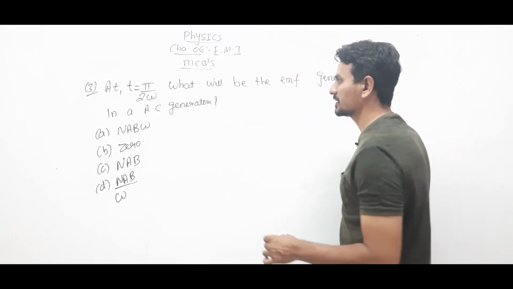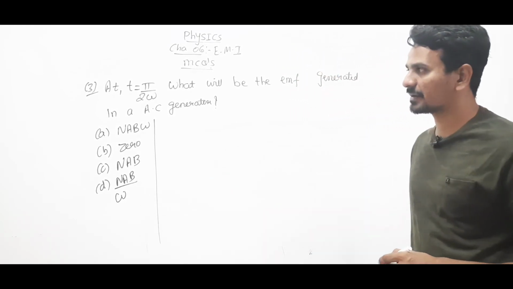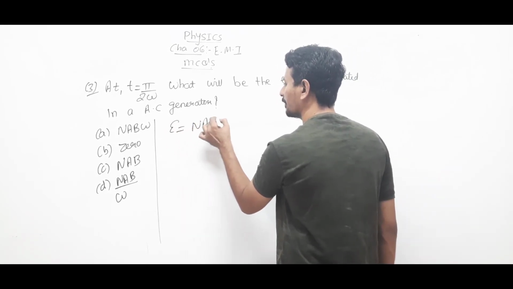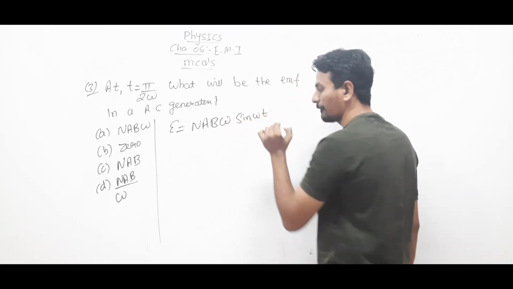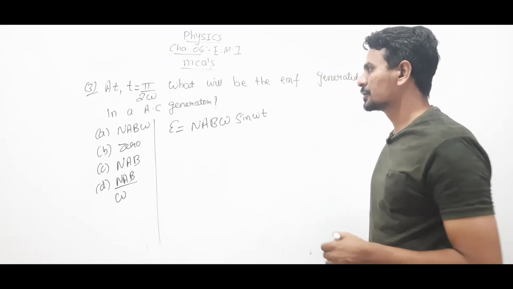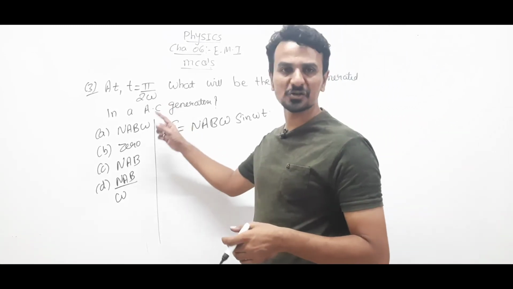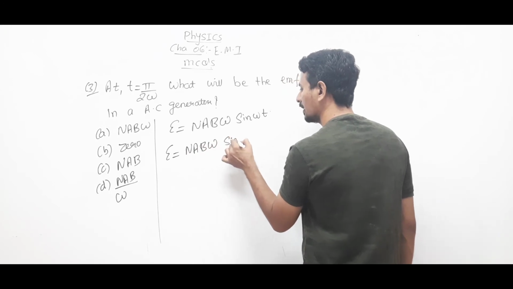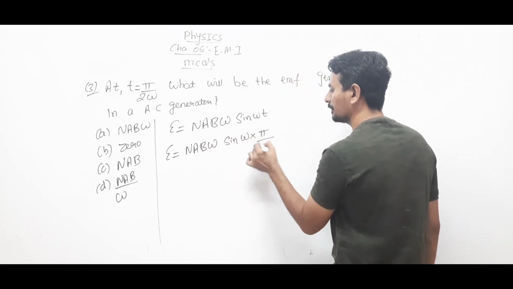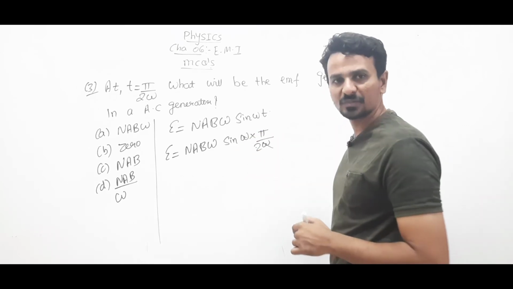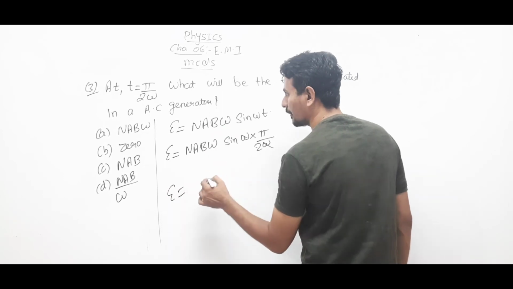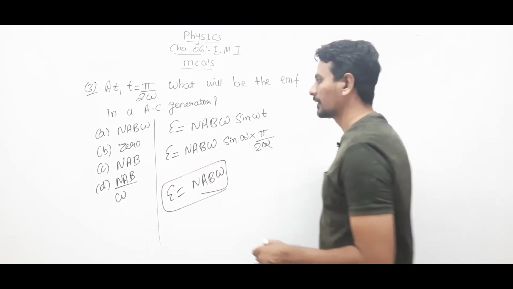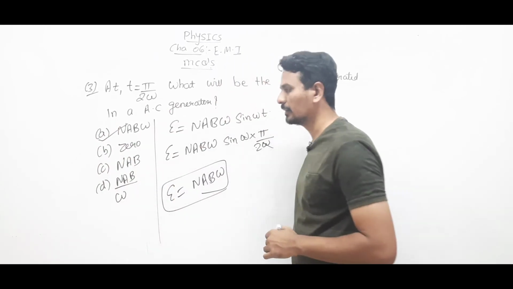Third one. At t equals pi by 2 omega, what will be the EMF generated in an AC generator? For an AC generator, EMF was NAB omega sin omega t, right? And flux was NAB cos omega t. Clear? So we want the EMF generated at t equals pi by 2 omega. Substitute here. EMF will be NAB omega sin omega into pi by 2 omega, so this will be sin pi by 2, and sin pi by 2 is 1. So EMF generated at this instant is NAB omega. That is the maximum EMF, generated at this particular instant of time. So A is your correct option. Clear? Fine. The next one.